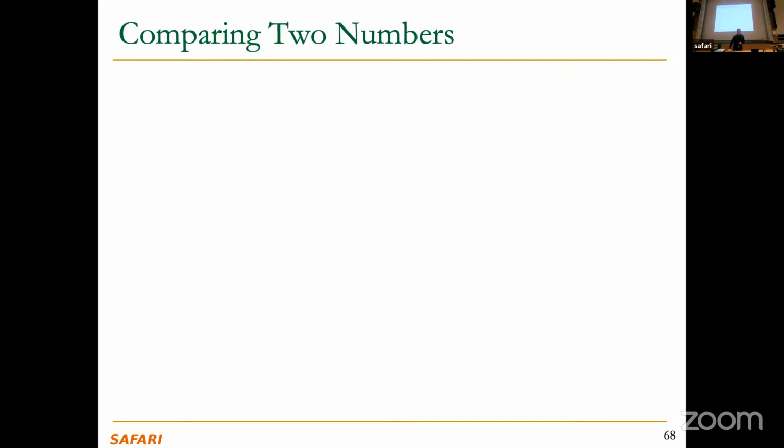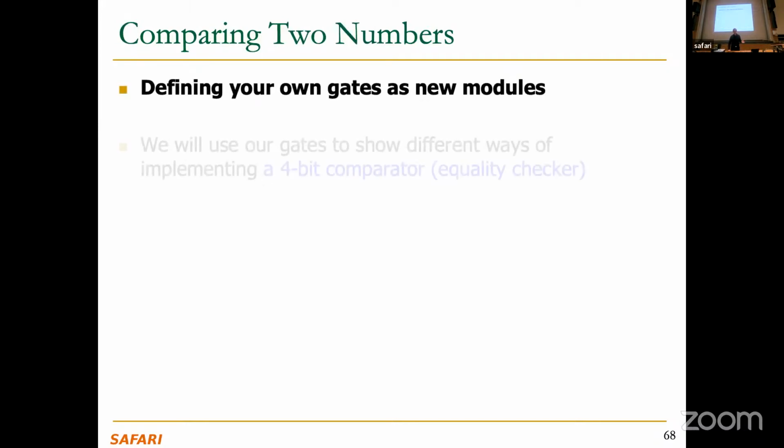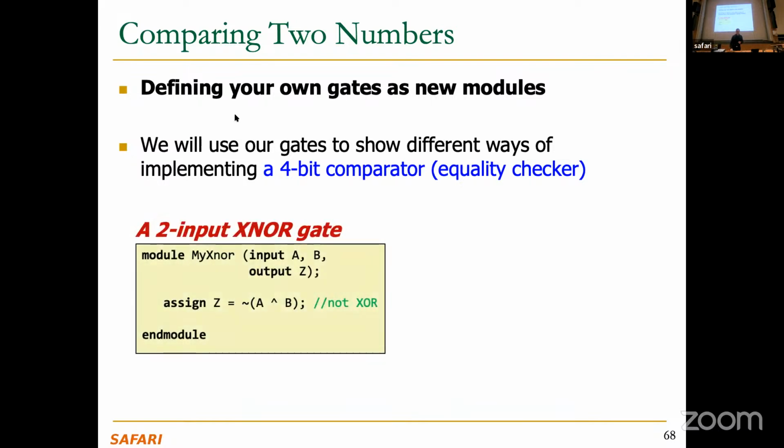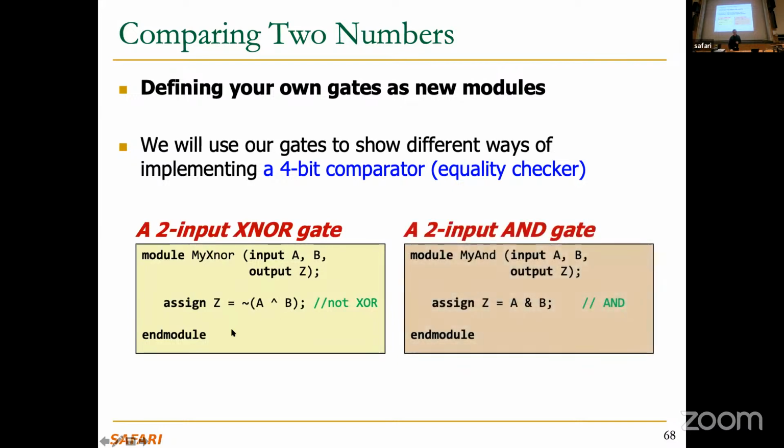So let's take a look at the simple example of comparing two numbers, right? You can define your own gates as new modules, and we will use our gates to show how you can implement a 4-bit equality checker or comparator in two different ways. So let's define two gates. One is a 2-input XNOR gate. This is an XNOR, as you can see, and again, this is behavioral. We're using the behavioral description of this gate, and then it's a 2-input AND gate.